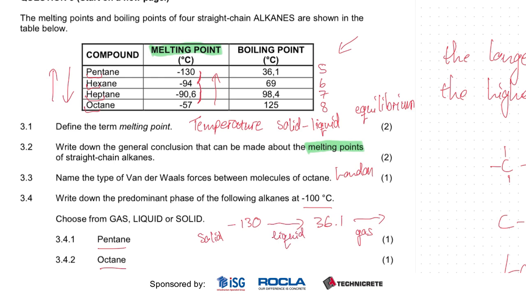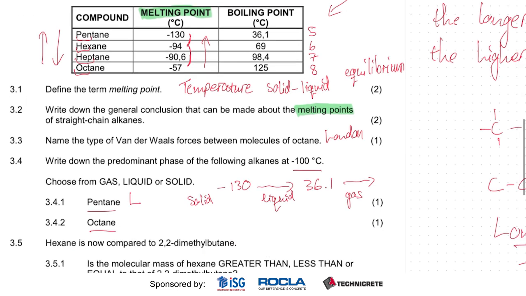Okay, so this is alpha liquid. Okay, so we can do something similar for octane. So octane at, so we have negative 100 way down here. Then they tell us its melting point is at negative 57 and its boiling point is at 125.